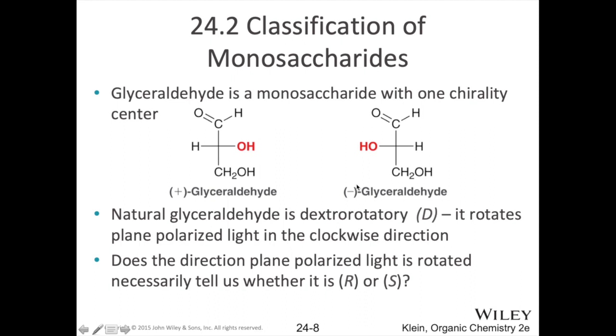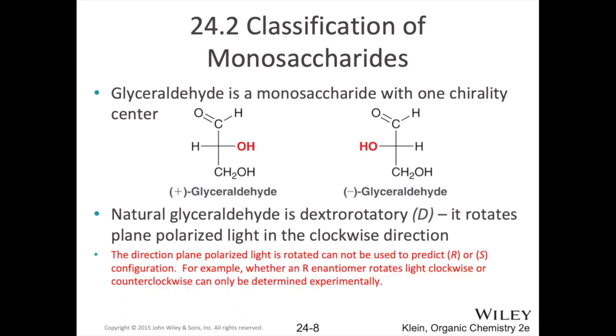Okay, so this obviously begs the question then: can we predict, based on the RS designation of our chiral centers, whether our monosaccharide is going to be dextrorotatory or levorotatory? And the answer is no. You cannot. You have to determine that experimentally. This is, by the way, a very common trick question. You can pretty much guarantee that you'll see it on a quiz or exam, or both. So watch out for that.